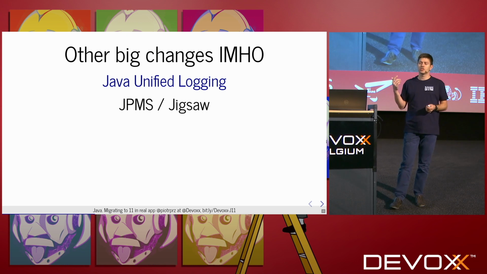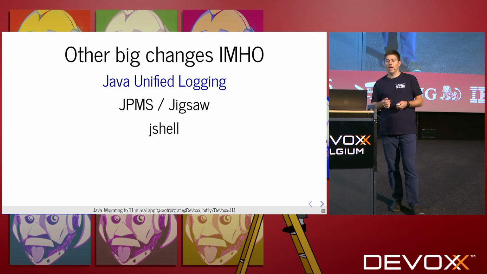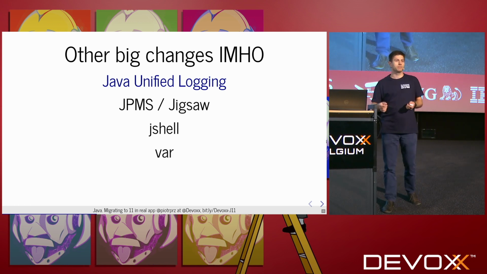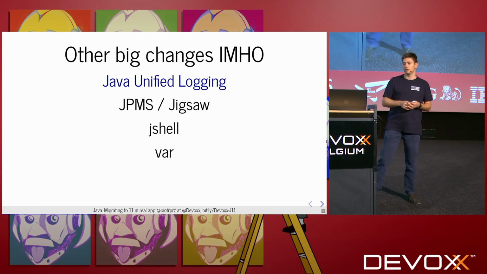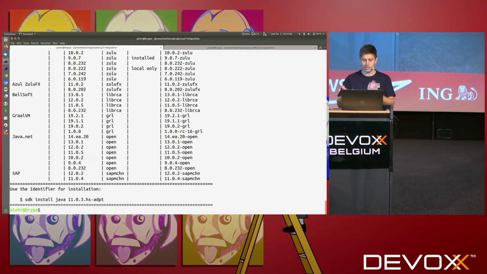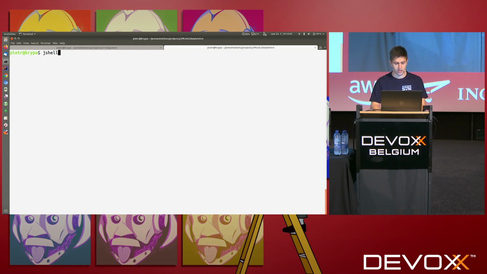Of course, there's this huge change of the Java platform module system / Jigsaw, and there's the huge change of JShell. There's also var, which I mean, it's being repeated, and still I think they didn't catch on, so it's not a new keyword. It's more of a type indication. So I'll show you both JShell and var.